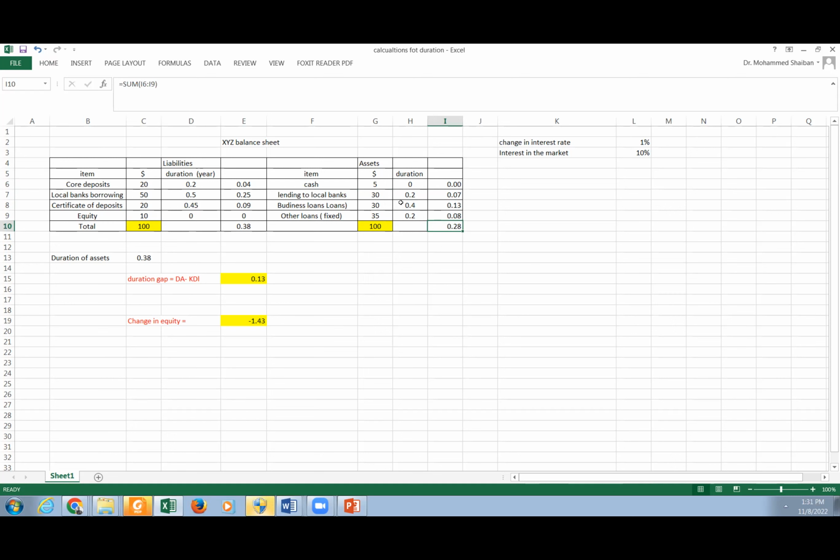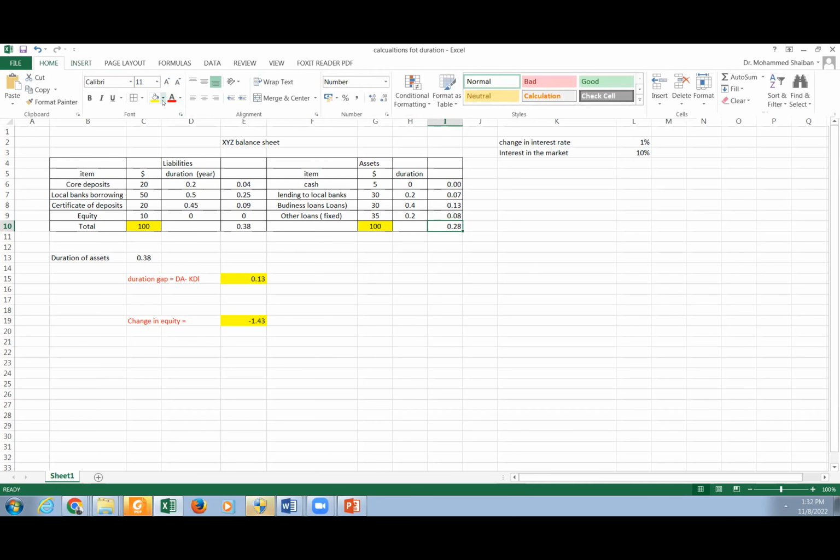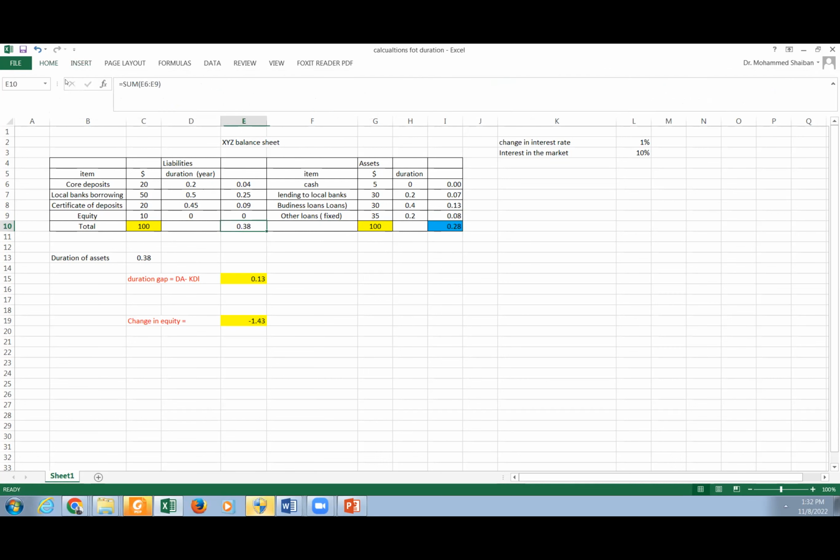See, for example, this number is you dividing 30 over 100. As you can see in the formula, it's 30 over 100, which is the total assets, times the duration. And this is the average duration of this item. So now I have the duration of all the assets and all the liabilities. This is the duration for the liabilities, and this is the duration for the assets.